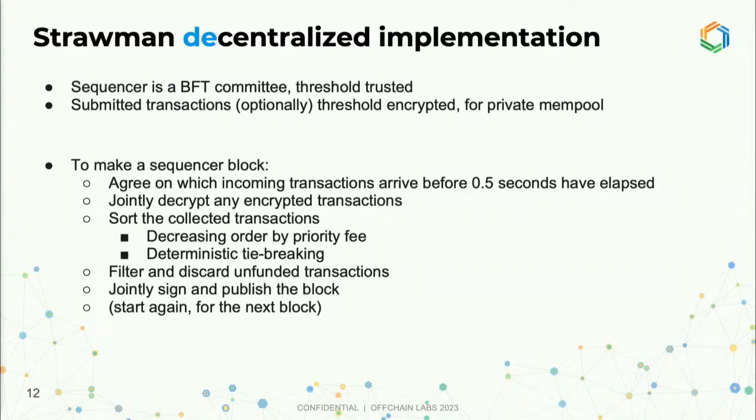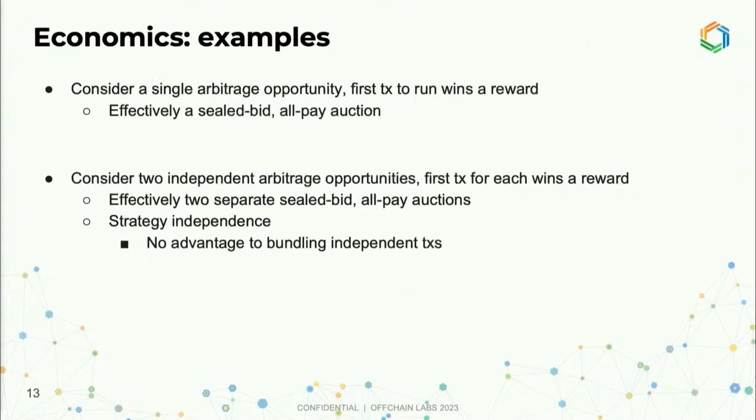And of course, one of the big questions here is how fast can you make this decentralized implementation? Interesting research problems there. All right, let me talk a little bit about the economics of this by giving some simple examples. And I'll start with, first, a single arbitrage opportunity. Imagine the simplest possible situation. There's one arbitrage opportunity, and you have some value on that opportunity.